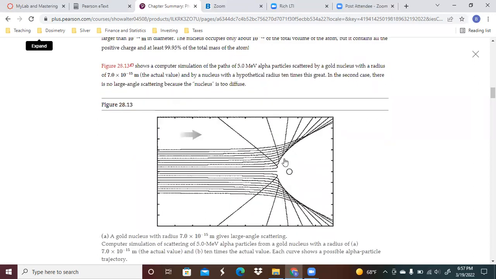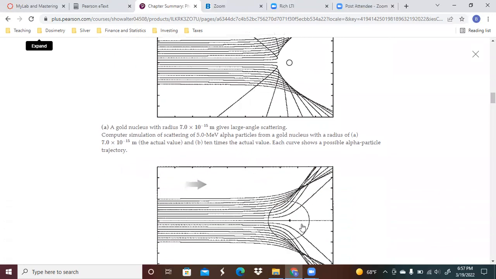So this is a computer simulation of the paths of 5 MeV alpha particles scattered by the gold nucleus within a radius of 7 times 10 to the minus 15 meters, and by a nucleus with hypothetical radius 10 times this rate. So in the second case, there is no large angle scattering because the nucleus is diffuse.